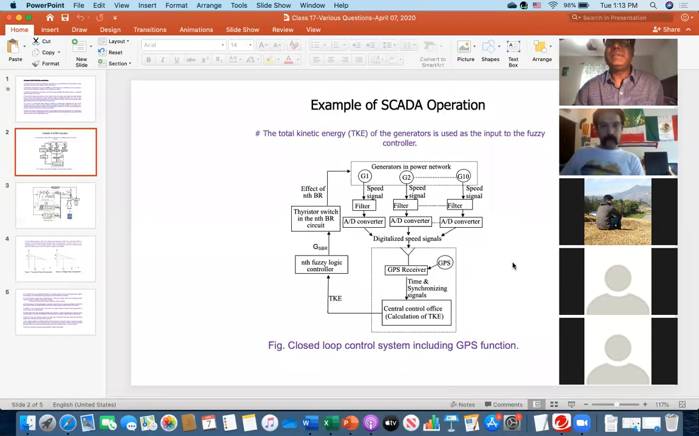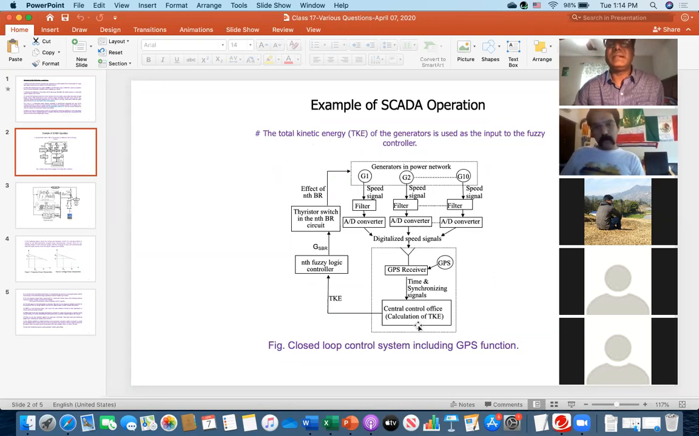Okay, everybody, can you see the picture, the example of SCADA operation? Yes, we see it. So everybody see at the bottom, like before, I think I showed you this picture maybe 2 classes back, and the other day we were discussing communication delay. So you see at the bottom, that is the central control office. It is calculating TKE. TKE is the total kinetic energy.